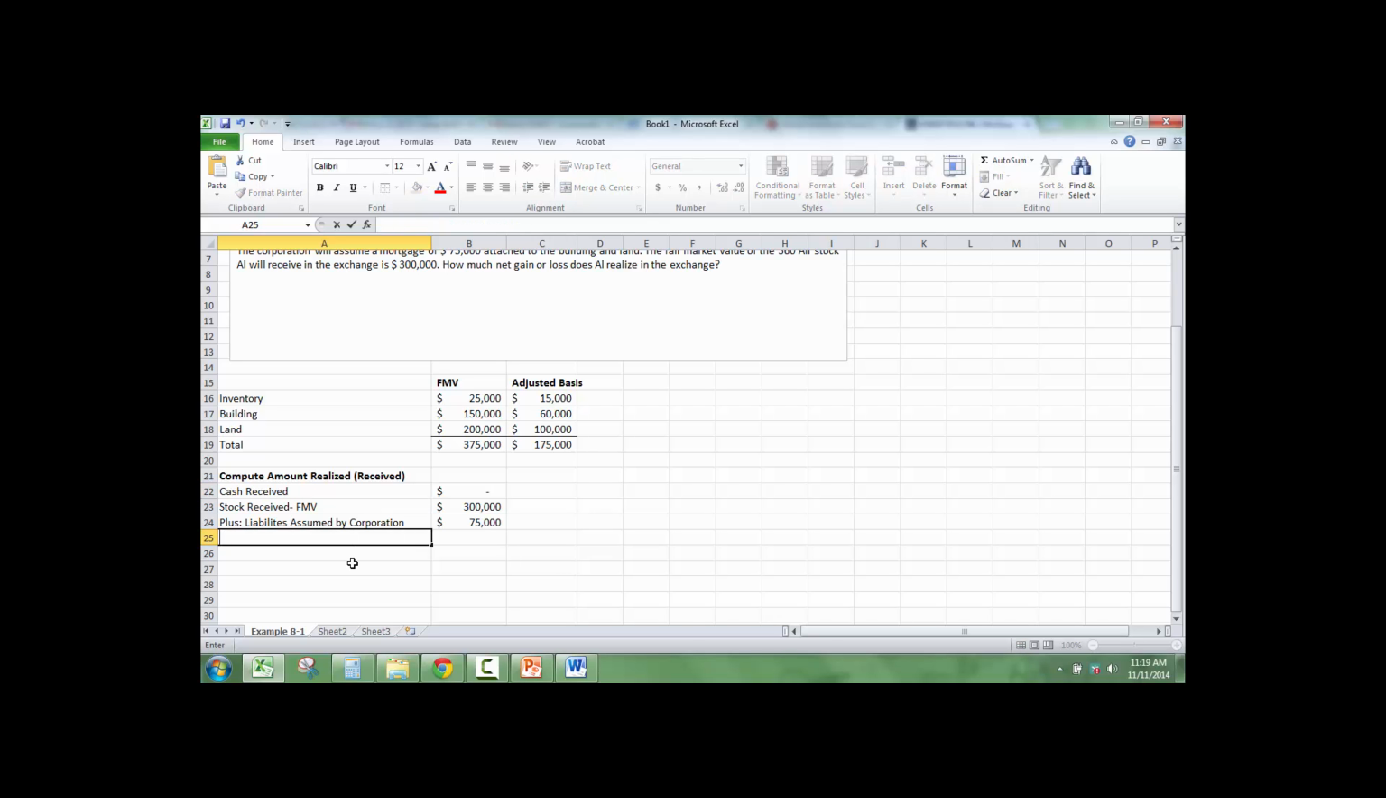Plus liabilities, less selling expenses, 0, less mortgage liabilities assumed by transferor, he didn't assume any liabilities, so amount realized equals the sum of this.